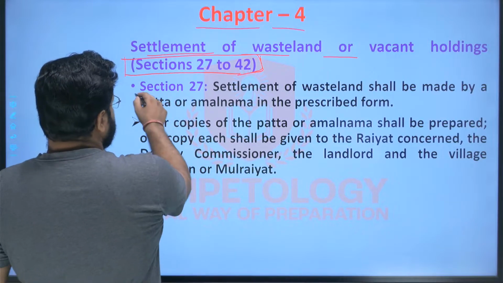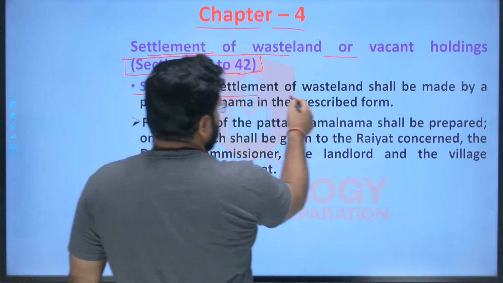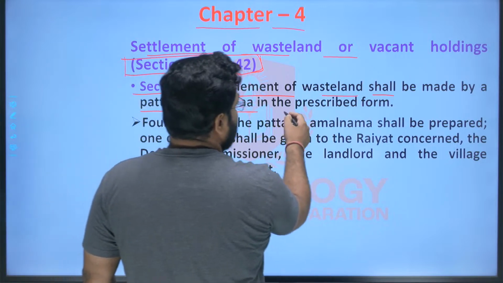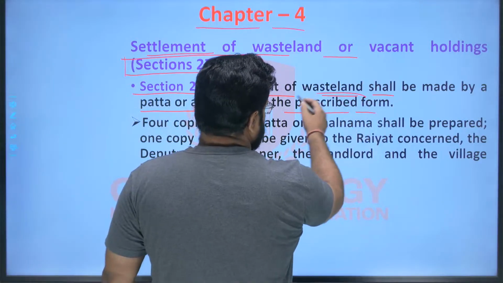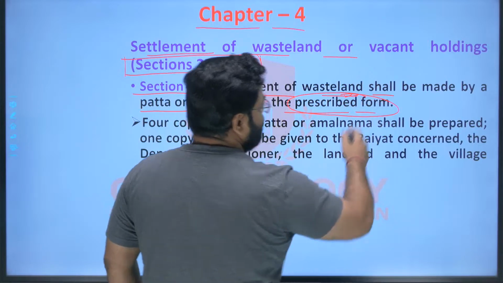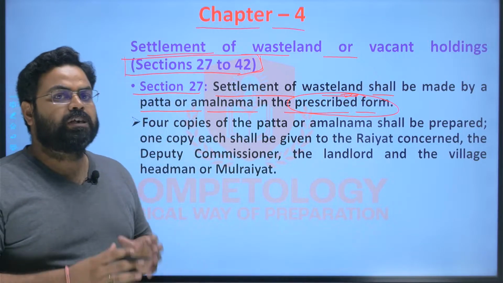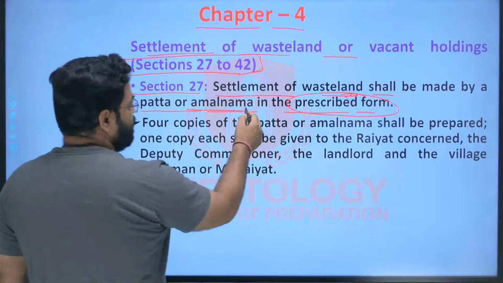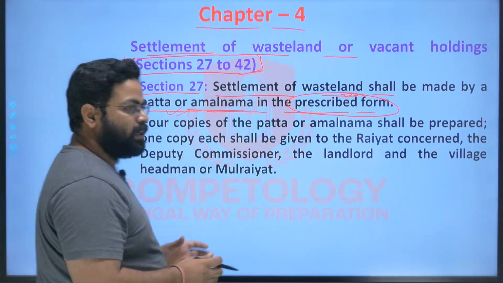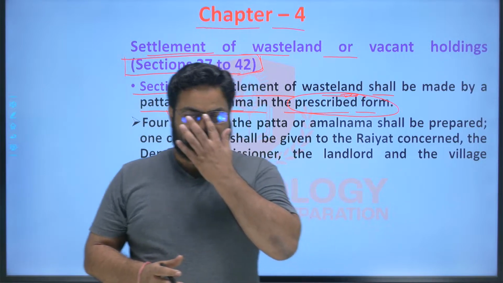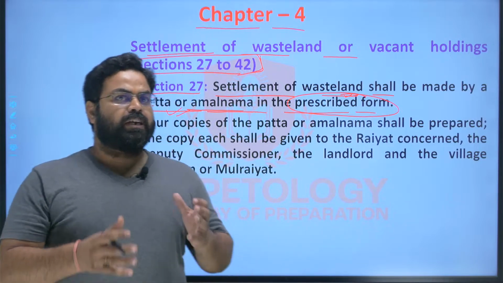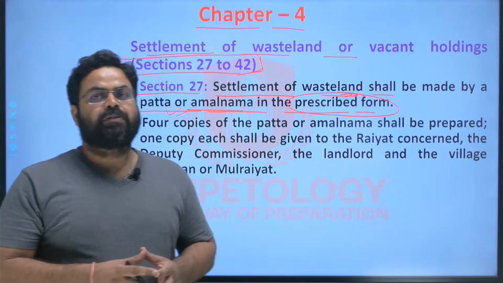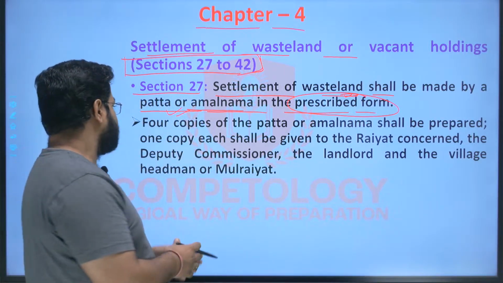So here section 27 says that the settlement of the wasteland shall be made by the pattas or the amalnamas in the prescribed form. So through a notification, the government will prescribe a format of form in which the pattas or the amalnamas will be provided to any rayat or any person in Santhal Pargana to get the ownership rights or cultivation rights of any wasteland or vacant land.